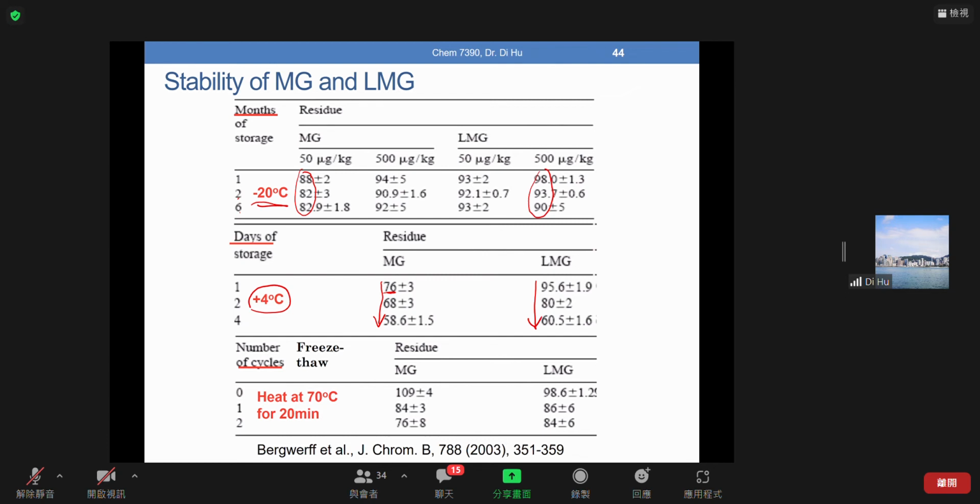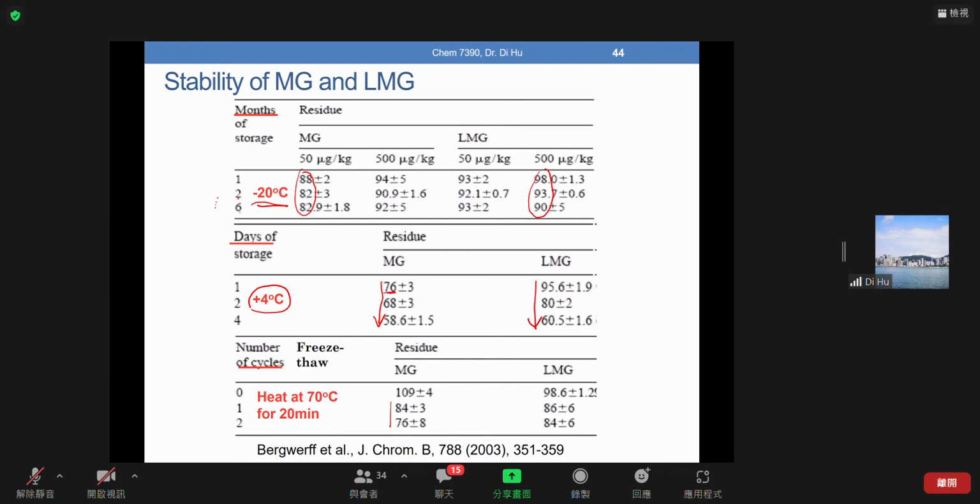And then they also tried some freeze-thaw cycles, that means freezing and storing at 70 degrees C for 20 minutes. Thinking about frozen food, those kinds of things, to see whether the treatment will make them decay. And it was found that it does. So that means malachite green and leucomalachite green are not really thermostable. When you do the analysis, you want to analyze right away, and if you really have to store it, store at minus 20 degrees C, not 4 degrees C.